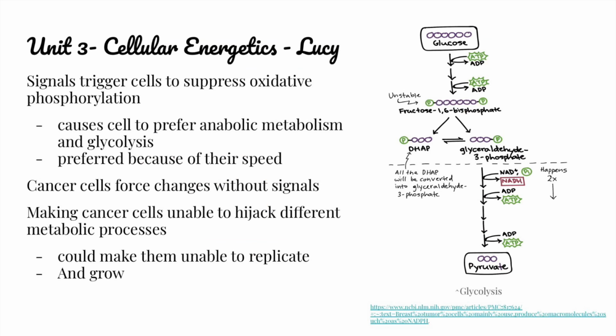We can see, though, that despite how efficient the electron transport chain is, cancer cells seem to prefer anabolic metabolism and glycolysis more than other steps of cellular respiration, even though they make less ATP, and they force these changes without signaling, unlike a normal cell would. Making these cancer cells unable to use those signals to change the way that they metabolize could make them unable to replicate and grow, which is another way that we could target cancers like breast cancer.